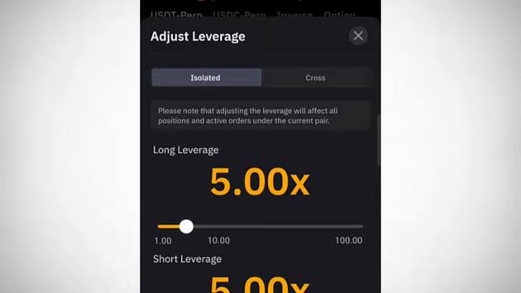You automatically isolate that $100 to that trade. You can only make profit on that $100, or you can lose that $100. This helps you to reserve your $900.